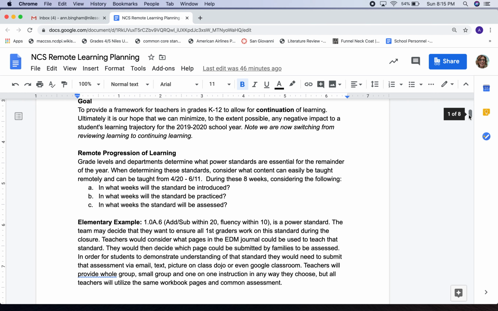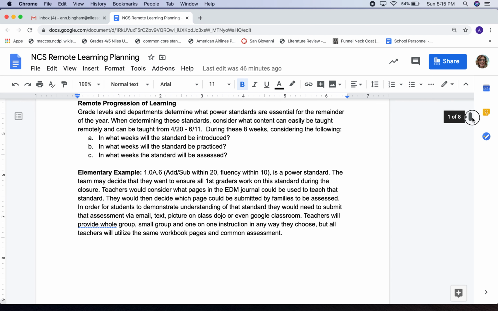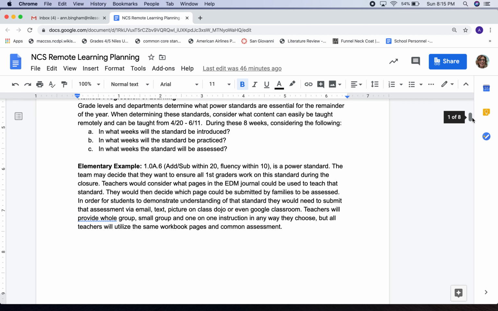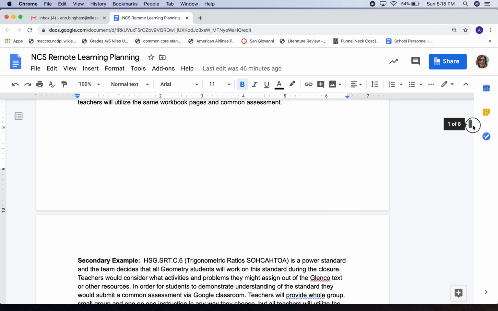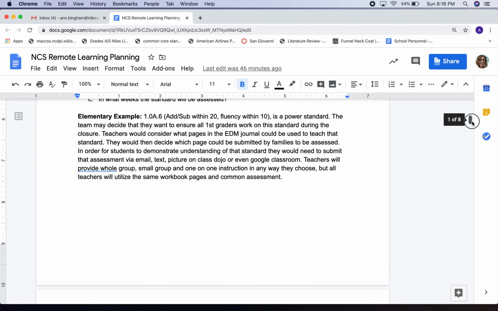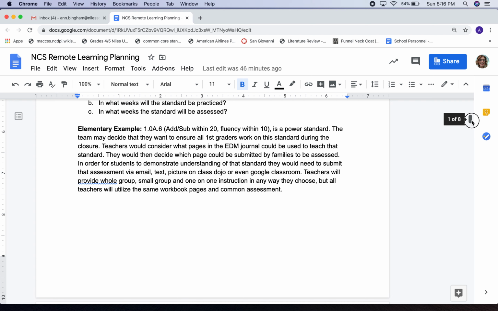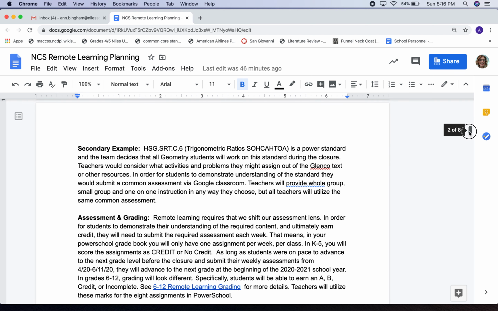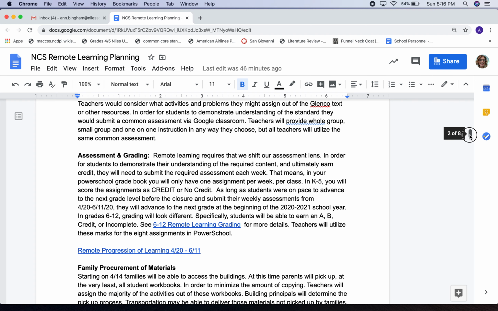So the first stack every team, department, grade level should be looking at is their power standards. So I go through a couple of examples in the doc. For elementary, if I'm a first grade student, 1.OA.6, adding and subtracting within 20, is a critical standard. In high school, one of their power standards is working with trigonometric ratios. Most of us remember it as SOHCAHTOA. So really, one of our first steps when we're doing our remote learning planning is to think about what is that critical content that we want all students to know and be able to do.